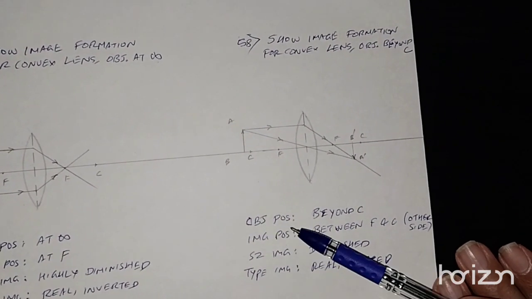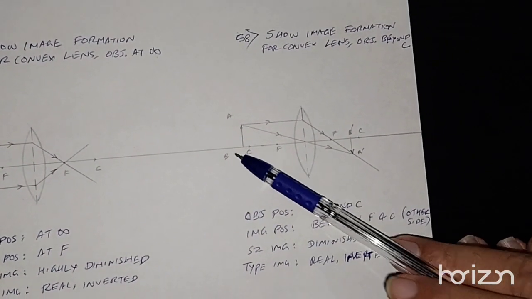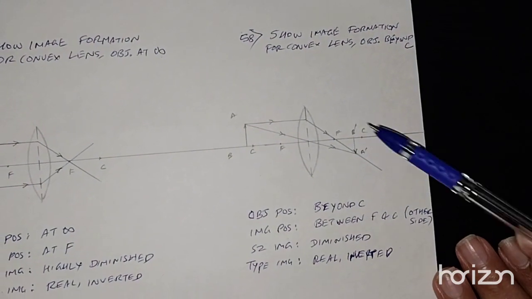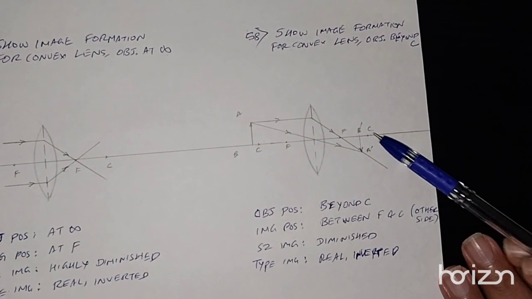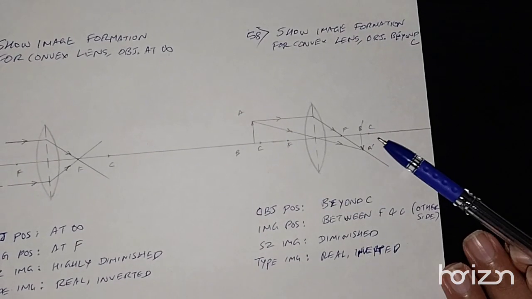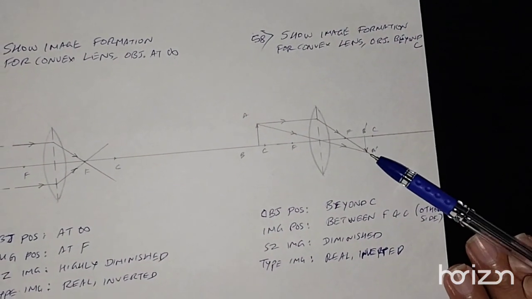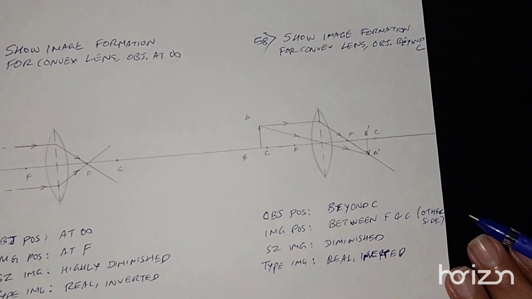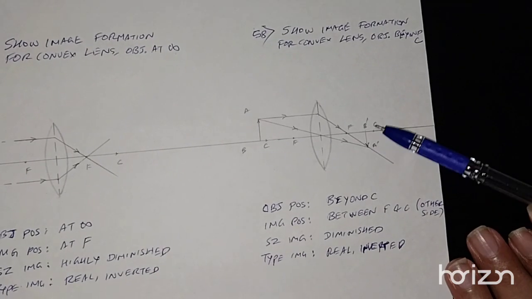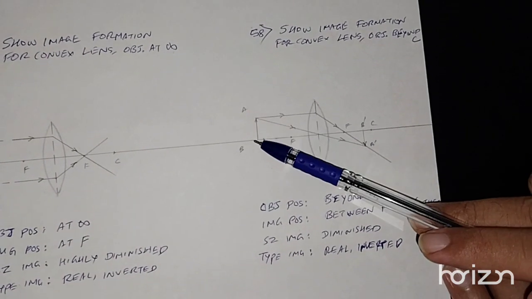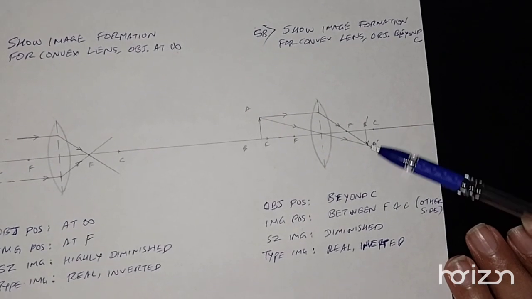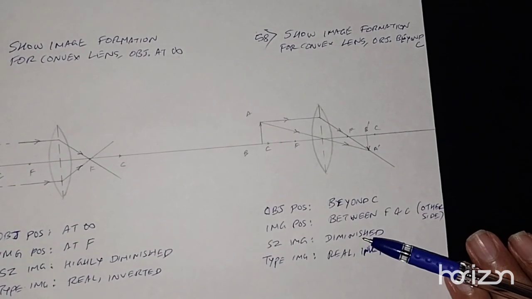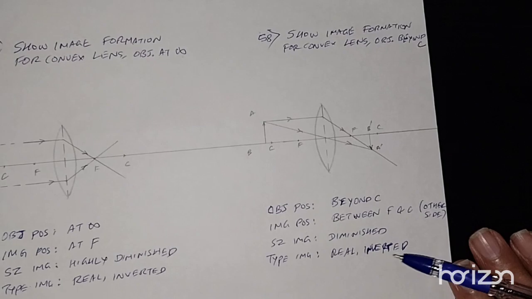So if you position the object beyond C, right, image position will be between F and C on the other side. Okay, the object is on this side, the image is on this side. And the image is between F and C on the other side. And you can see the size of the image. See, AB is this object, but you can see A dash B dash, its image is smaller, so the size is diminished. And the type is real, inverted.